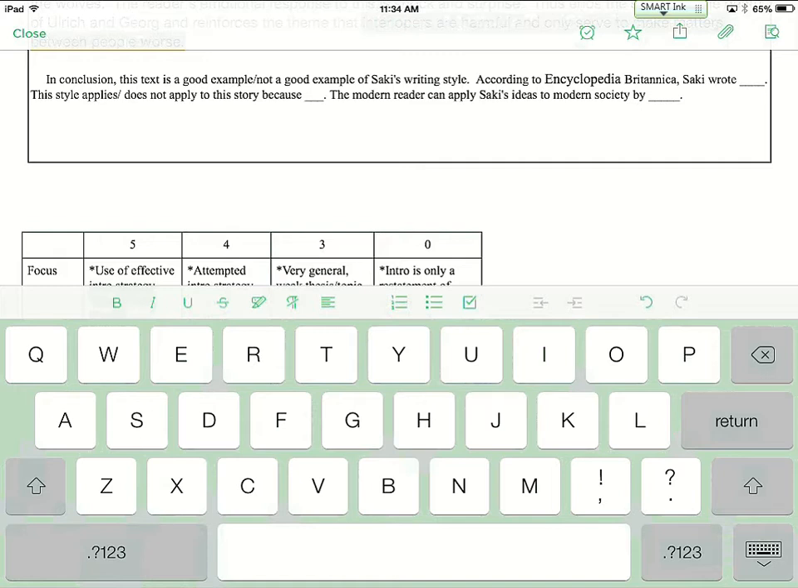And if you see his style that the Encyclopedia Britannica said he had, did it actually show up in The Interlopers? When you're done with that, you just turn it in.